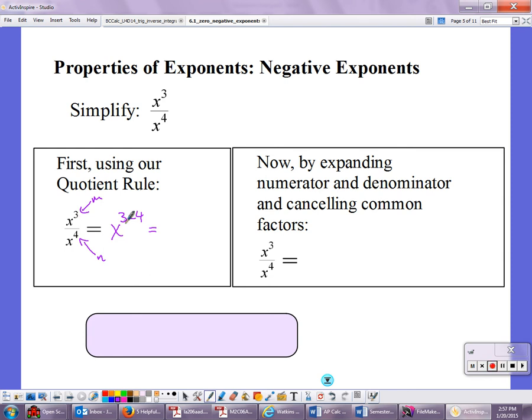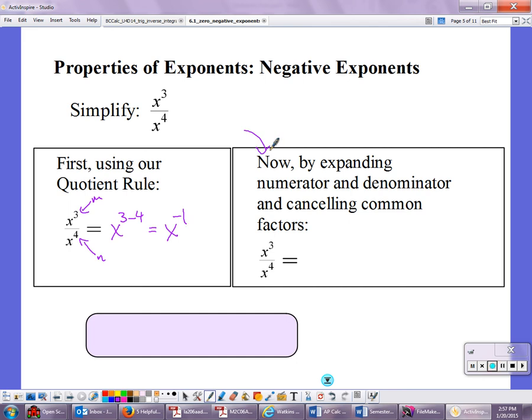3 minus 4. What is 3 minus 4? Not 1. It's negative 1. Ooh, that's weird. So it looks like we get these negative exponents. What is that? What could that possibly mean? Well, to figure out what that could mean, let's go back to the way we did this before.